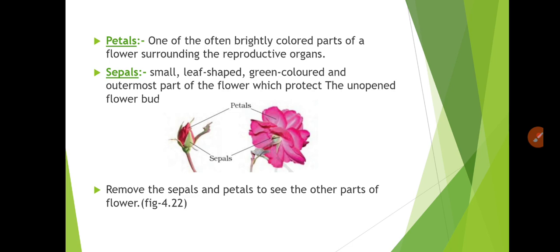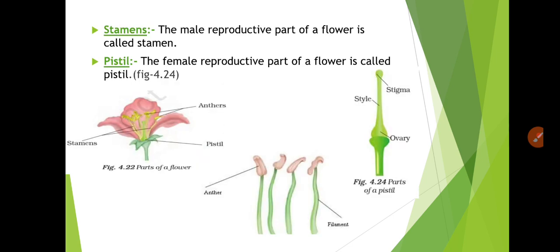What do you mean by sepals? Small, leaf-shaped, green-colored and outermost part of the flower which protects the unopened flower bud. These are called sepals, right? If you remove the sepals and petals, what do you see? When you remove the sepals and petals from the flower, you can see the other parts of the flower. And what are the other parts? These parts are stamens and pistil.